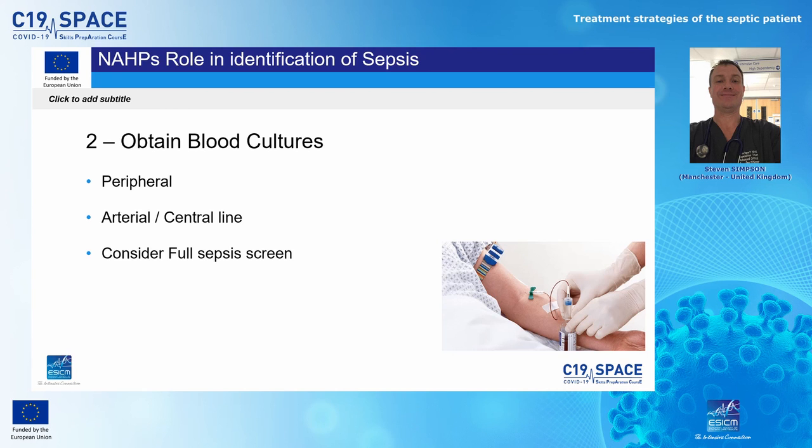We also need to consider whether we can do a full sepsis screen. If a patient is chesty and coughing, we can obtain a sputum sample. If a patient has a catheter in, or can give a urine sample, we should send that. If a patient has a drain, we should take some drain fluid. If a patient has a wound, we should take a wound swab. And if a patient has any sort of vascular device, then we should take blood from that.